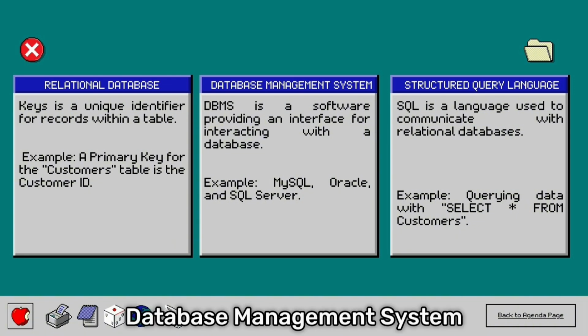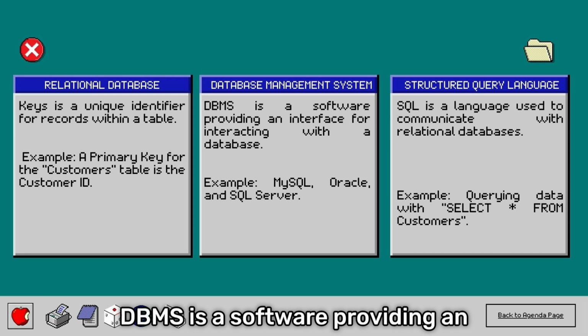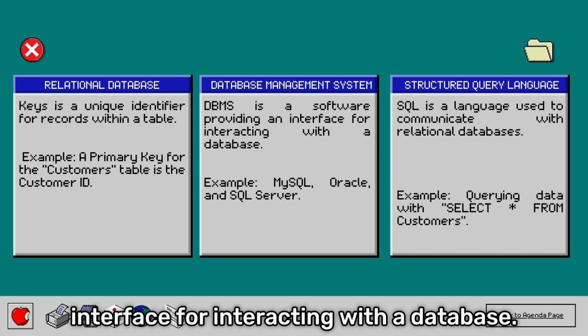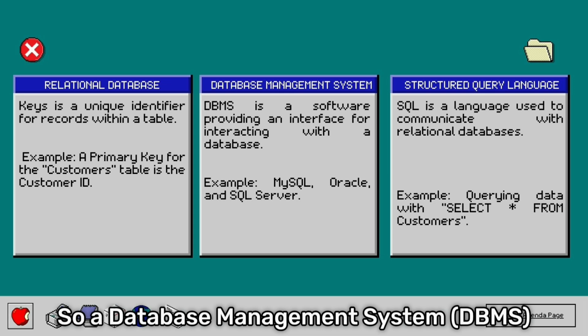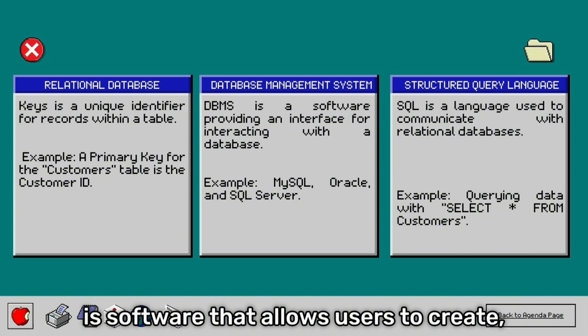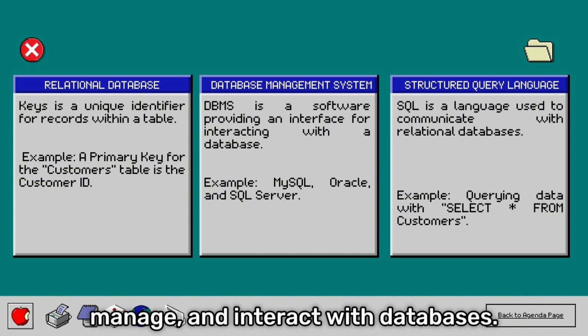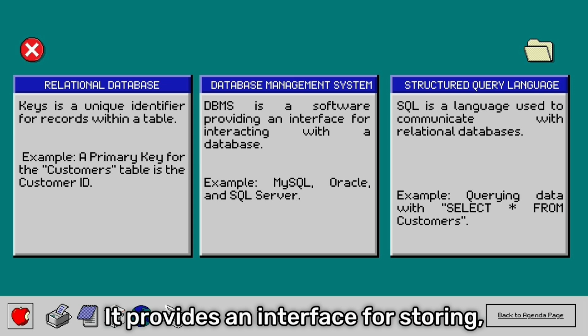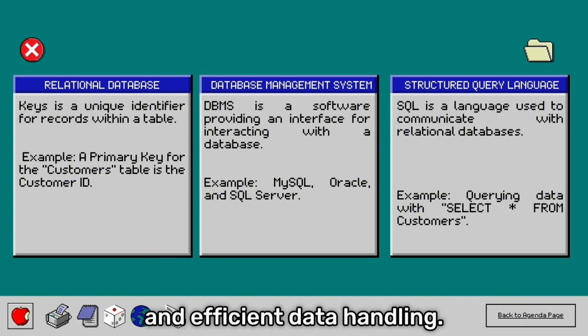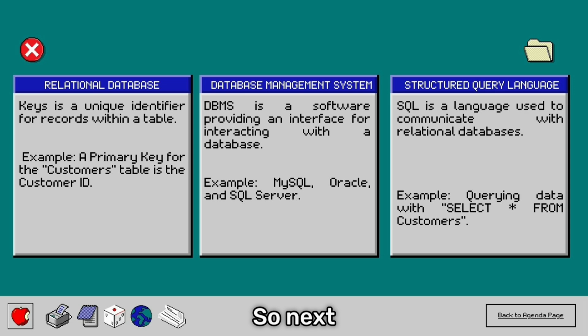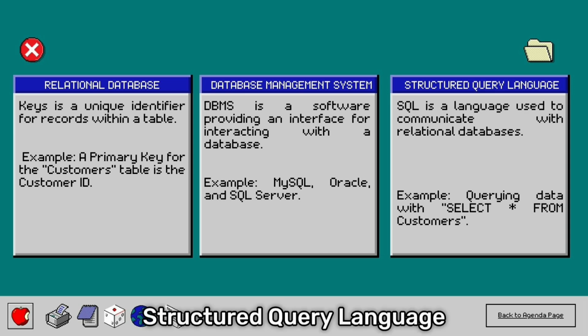So next, database management system. A DBMS is software providing an interface for interacting with a database. Example, MySQL, Oracle, and SQL Server. So a database management system, or DBMS, is software that allows users to create, manage, and interact with databases. It provides an interface for storing, retrieving, updating, and deleting data while ensuring security, integrity, and efficient data handling.